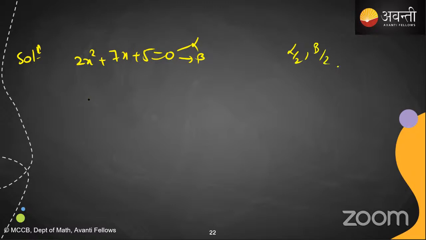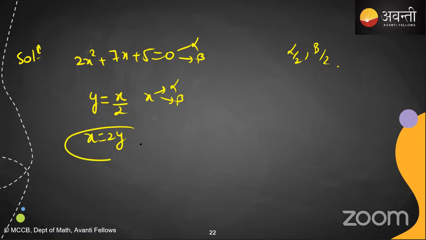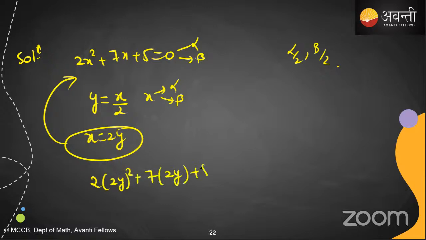राइट? सो अगेन what do you know now? The y क्या होना चाहिए? x by 2, where x क्या का? अल्फा बीटा, राइट? सो x कितना आ गया? 2y. Substitute this. So what you will get? 2 into x square, 2y का square plus 7 into x, 2y plus 5 is equal to 0. So what is this? 4y square plus 14y, sorry, 4 and 8, 8y square plus 14y plus 5 is equal to 0.